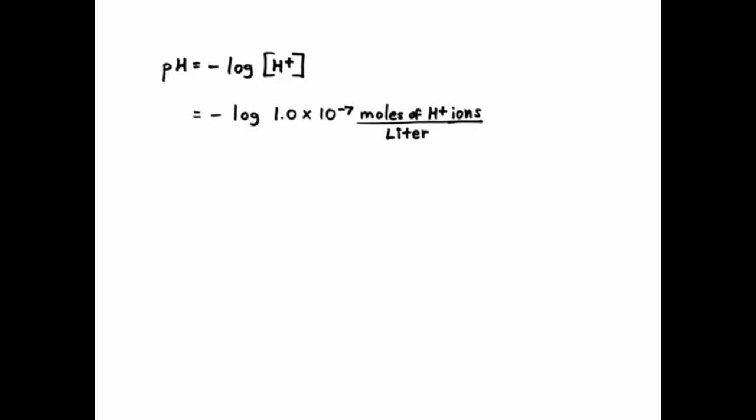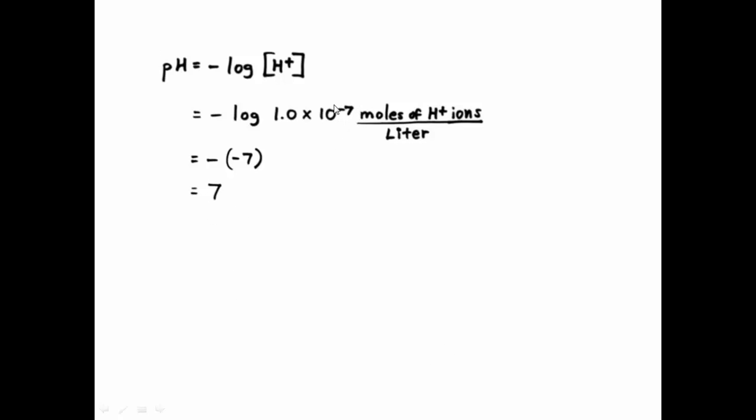Let's suppose we want to calculate the pH of pure water. Since we know that there are 1.0 times 10 to the minus 7 moles of hydrogen ions in 1 liter, that's what the brackets in the equation represent, the hydrogen ion concentration. Then plugging in those numbers and hitting the log button on your calculator will simply return the number negative 7. And since the pH is the negative of whatever the result of the log function is, then negative 7 is a positive 7.